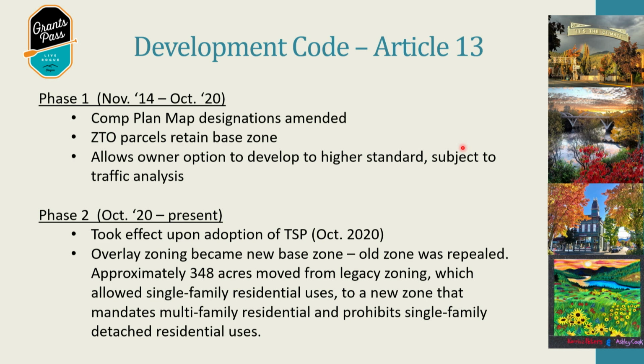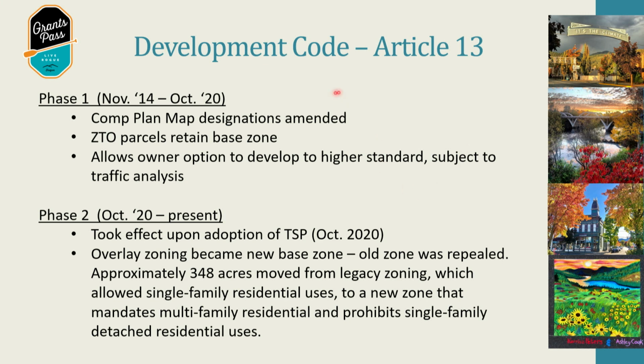Phase 1 was basically when it was adopted in November 2014, through October 20. Now that October 20 date wasn't known at the time because it was linked to whenever the city's transportation system plan was adopted, which they didn't know when that would be. So in 2014 they said, we're going to create this and it's going to be in effect, but as soon as your transportation system plan is adopted, then these new zones are going to kick in. And that happened in October of 20. That's when the council adopted the transportation system plan.